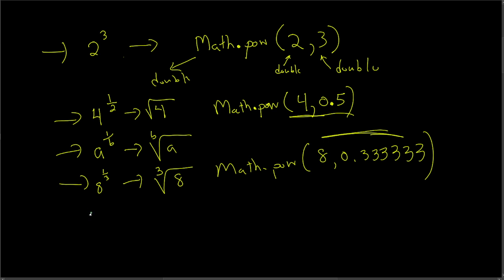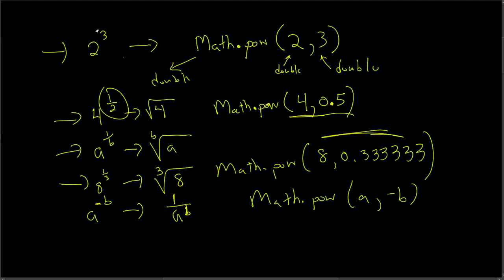Another thing that happens is if I take a negative root, if I go a to a negative power, that's the same as making 1 over a to the b. And so math.pow of a to negative b will return a decimal. So let's play with each of these different forms. We'll look at square roots, we'll look at powers, and we'll look at negative powers. And we're just going to play with this in Eclipse.